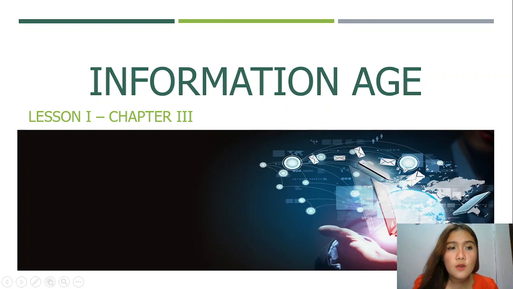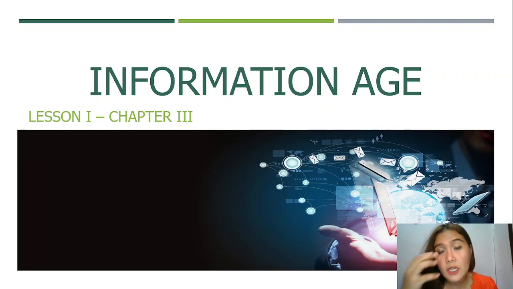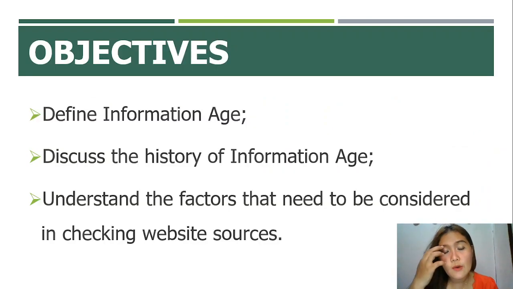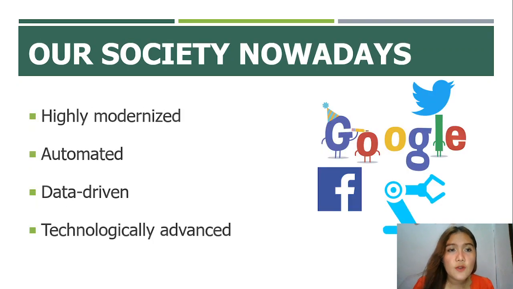So I will discuss our lesson 1 for our chapter 3, the information age. Now, what are the objectives of this lesson? At the end of this lesson, the learning outcomes are: define the information age, discuss the history of the information age, and understand the factors that need to be considered in checking website sources.